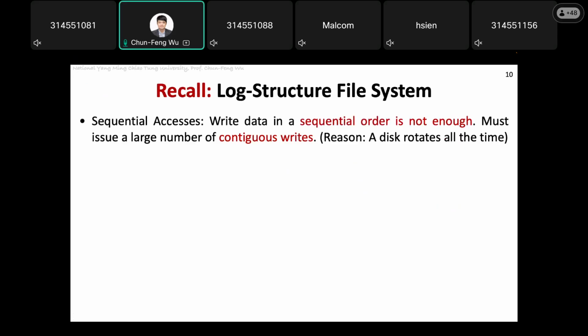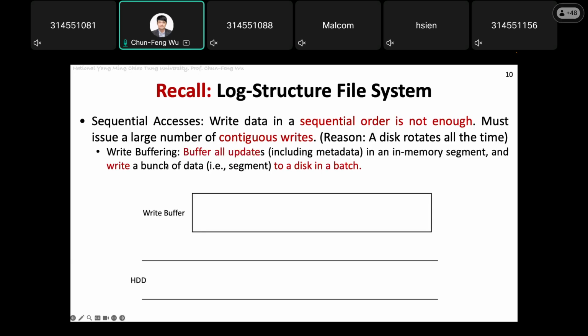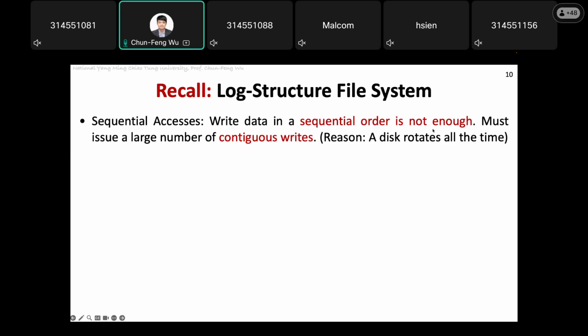The log structure file system was proposed in the era when people were using a lot of hard disk drives. When using a hard disk drive, we hope the accesses are all continuous. What is sequential? Sequential is about writing data in a sequential order, but it is not enough because the disk keeps rotating. Even if you write in sequential order, if you write too slowly, the disk rotates too fast, and the order will not be contiguous on the disk.